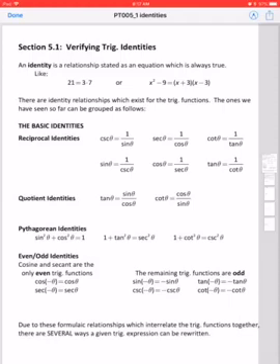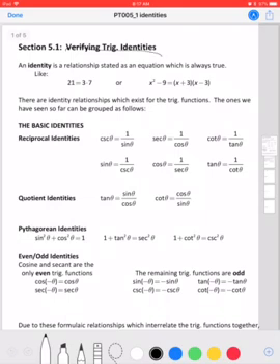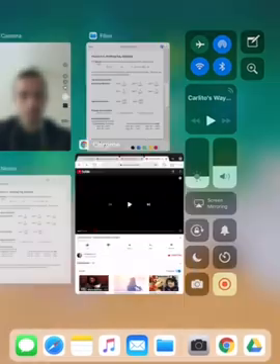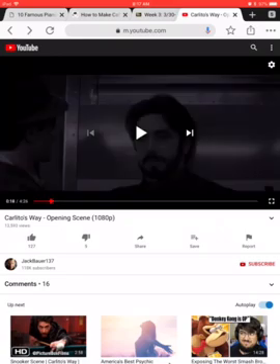Hey pre-calcers, we're eventually going to get into Chapter 5 with 5.1, verifying trig identities. Before we get into that, I wanted to show you this quick clip from a movie called Carlito's Way. If you've seen Scarface before, it's that same director. It has Al Pacino in it, also Luis Guzman. And I thought that this was an interesting movie to open up with, and I'll show you in a second. Just this opening scene.